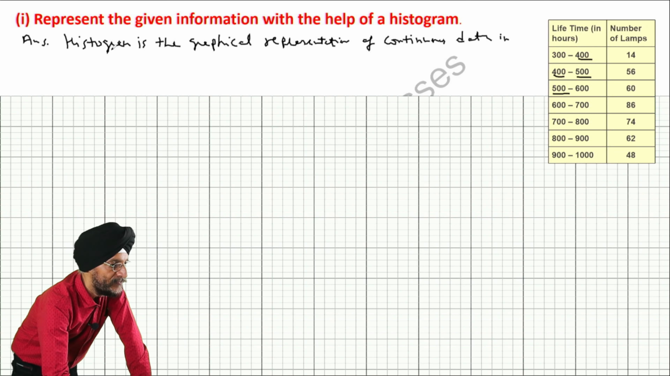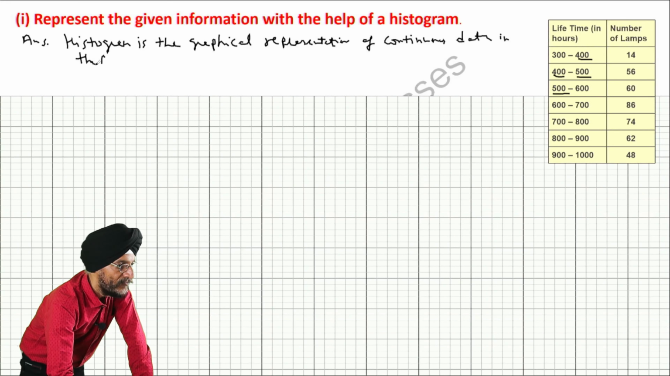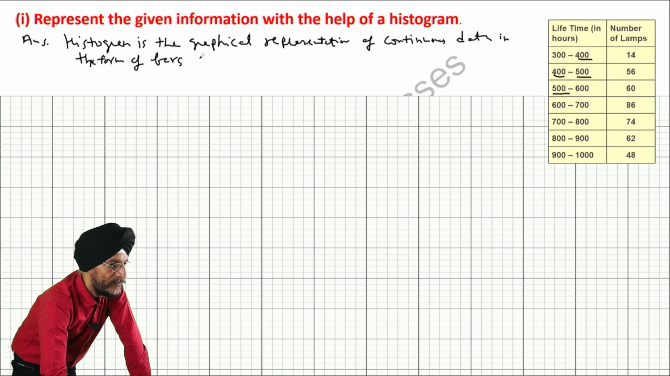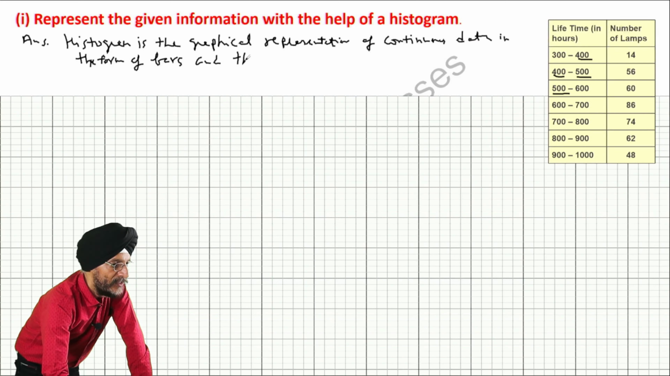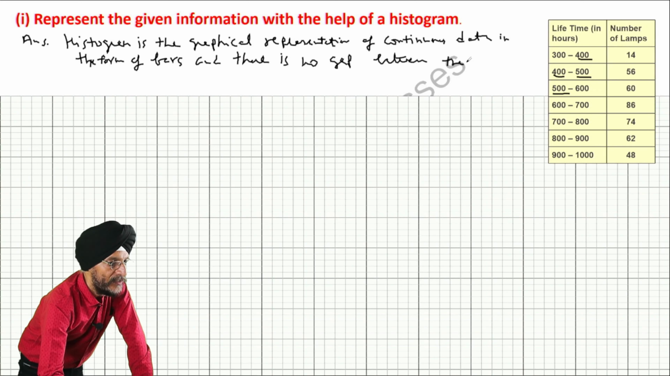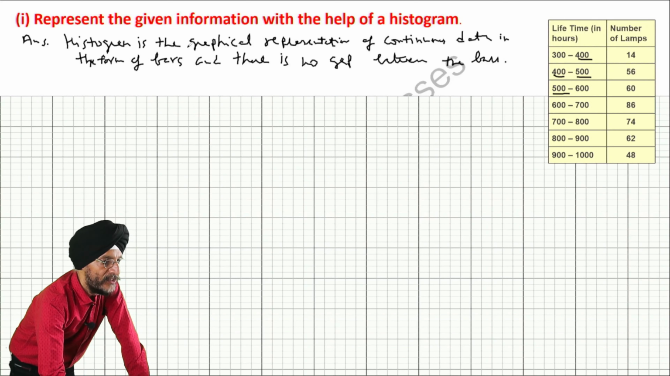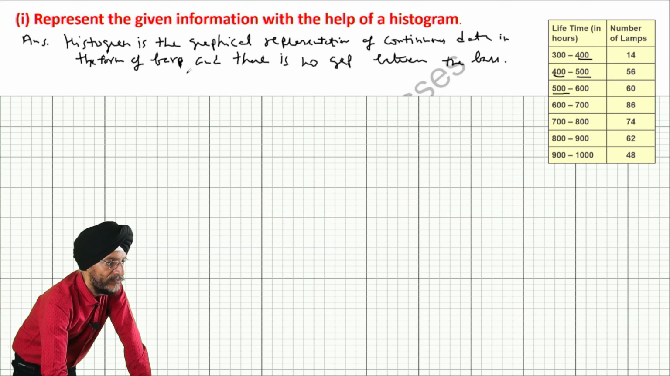In the form of bars, and there is no gap between the bars. You can also write it that histogram is the graphical representation of continuous data in the form of bar graph.